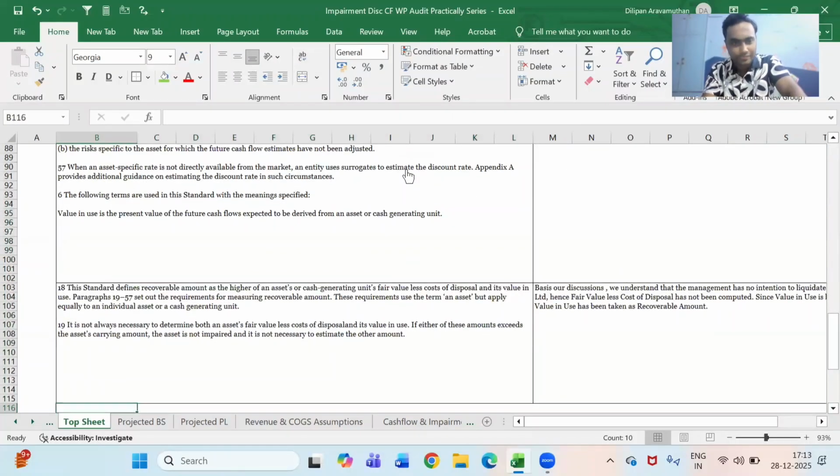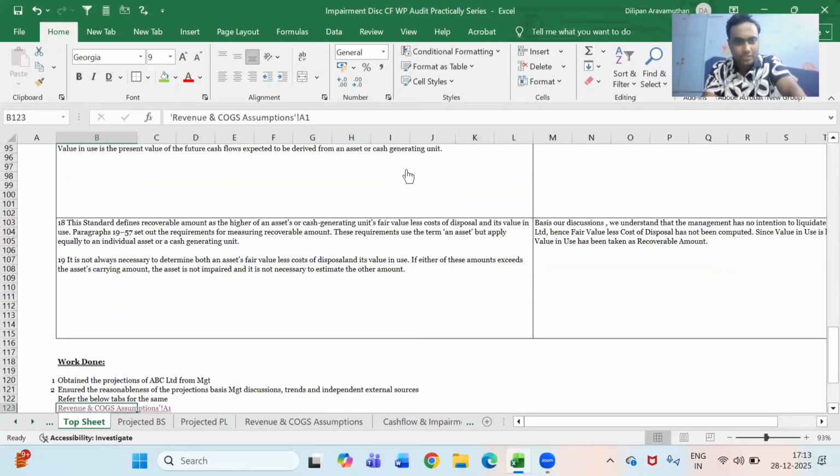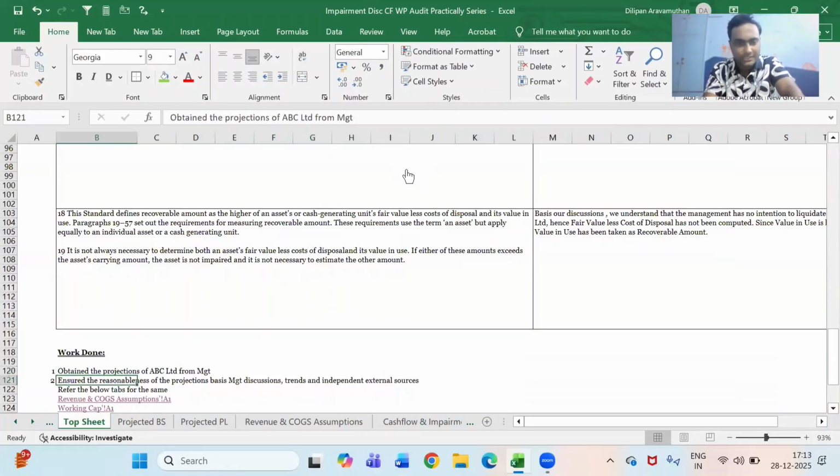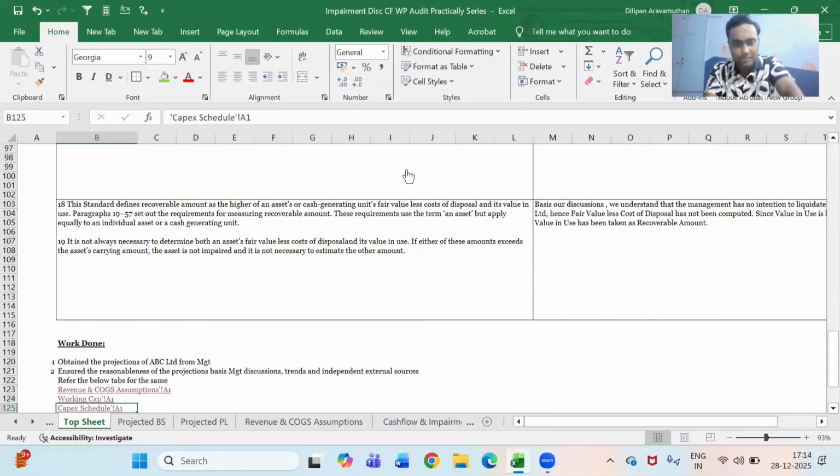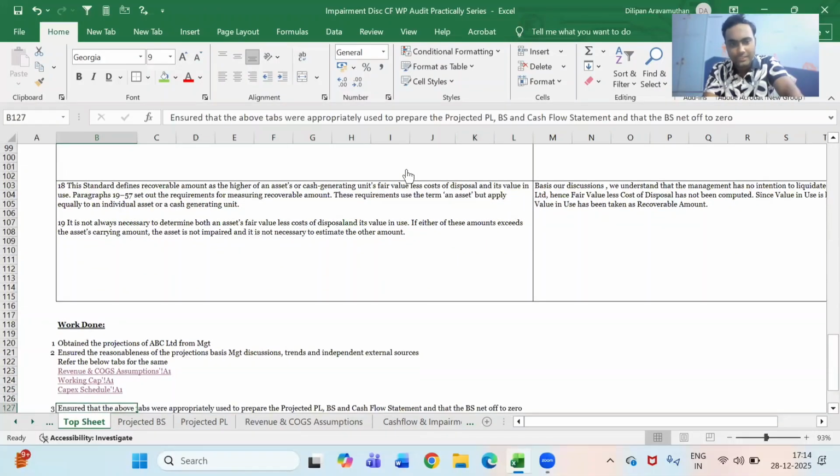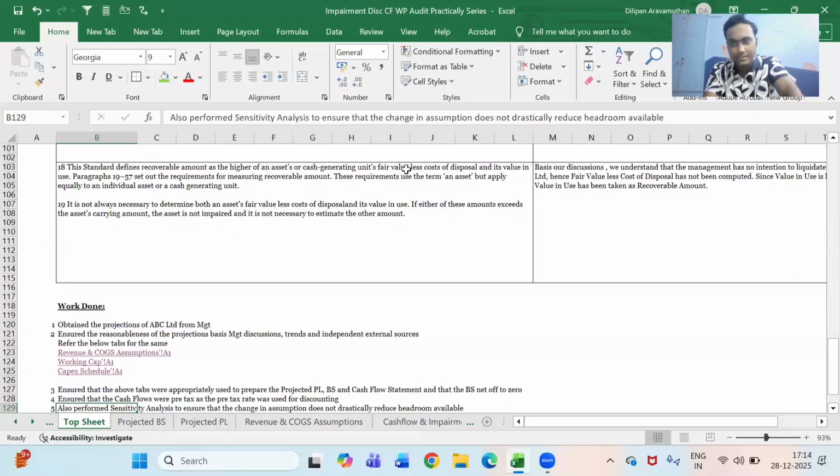I hope this is clear, right? So work done is basically the work which we have done surrounding this, which we said that we have obtained this information from the management. We have also assessed the reasonableness of the assumptions. We have ensured the balance sheet is netting off to zero.